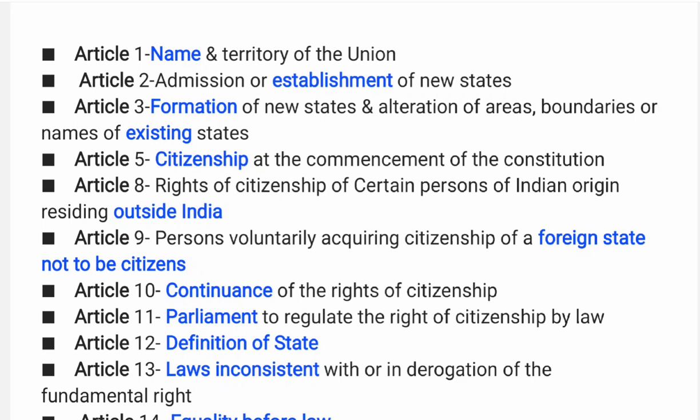Article 9, foreign state not to be citizens. Article 10, continuance of the citizenship. Article 11, Parliament law, which are citizenship. Article 12, definition of state. Article 13, laws inconsistent with fundamental right. Here Articles 12 to 30 represent fundamental rights.